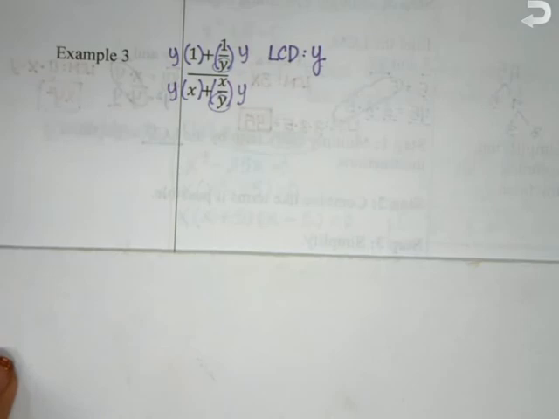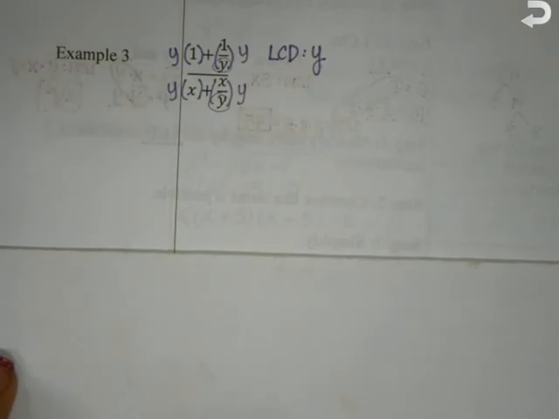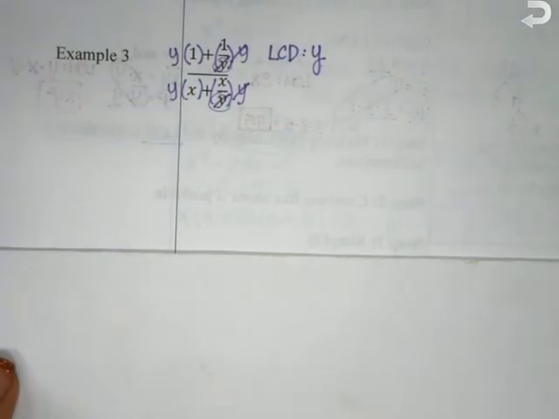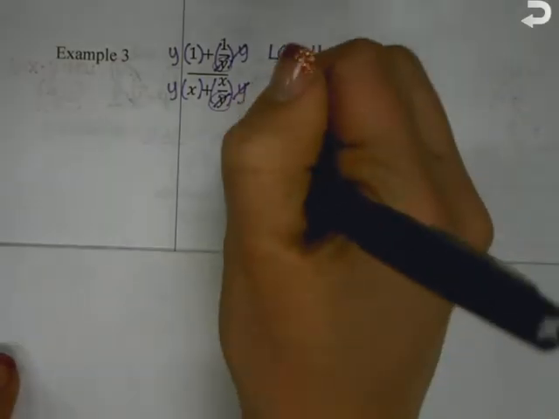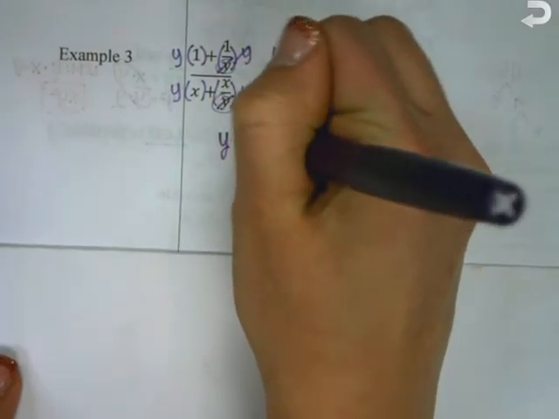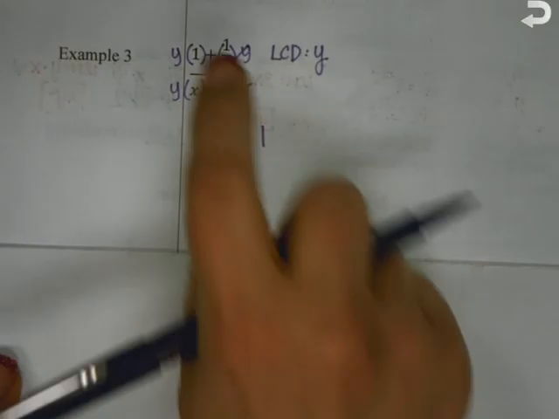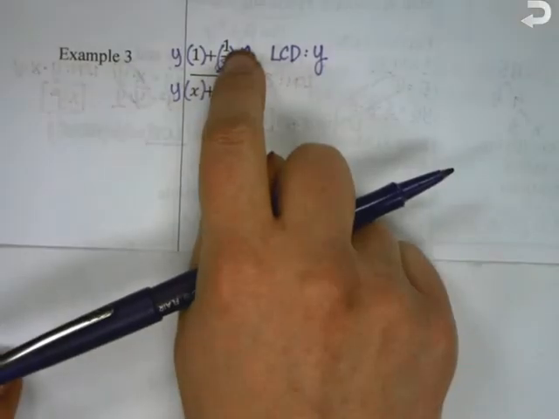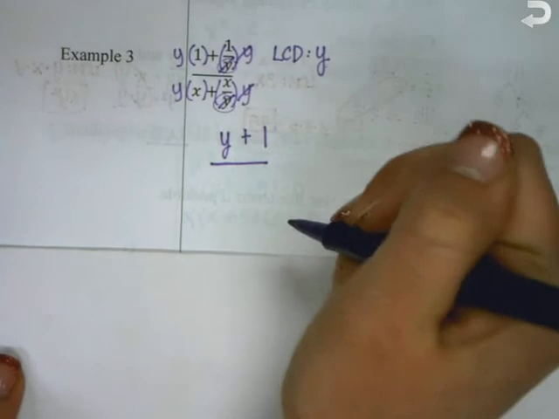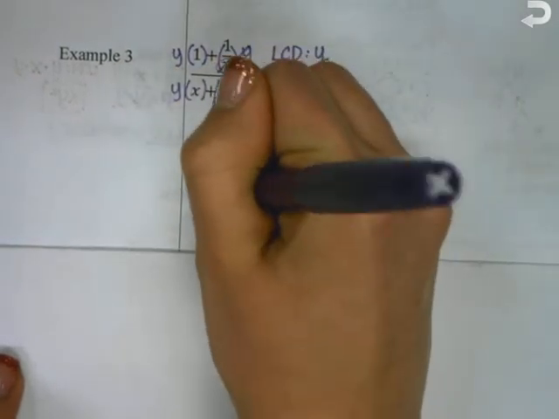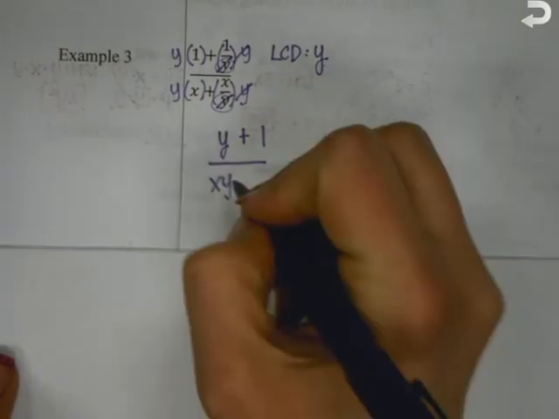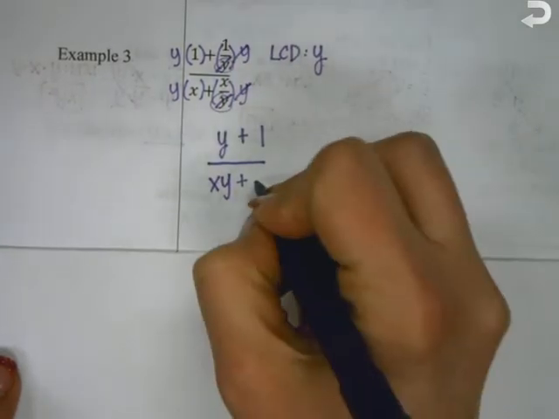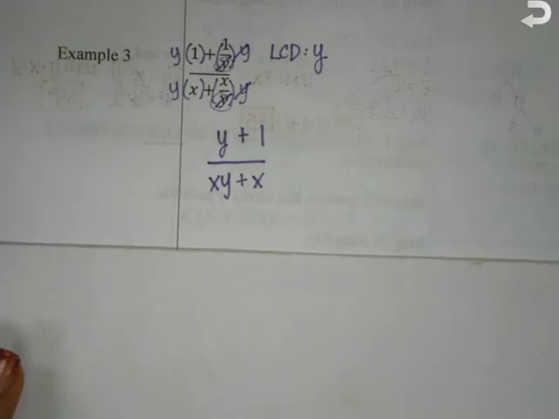And then these y's cancel, and these y's cancel. And what am I left with? y over y plus 1. Yeah, you need to keep the plus 1 in there. All over y times x gives me xy plus x. Okay? Now what?